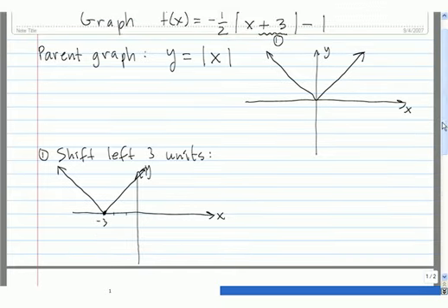The next thing that we do, working outwards from x, is we take care of the coefficient of this -1/2. So two things are going on here. Because of the negative, we know we're going to have a reflection across the x-axis. Because of the 1/2, it's going to make our graph wider. So the next step is to reflect across the x-axis and then make it wider.